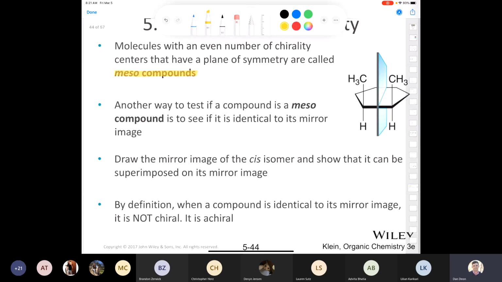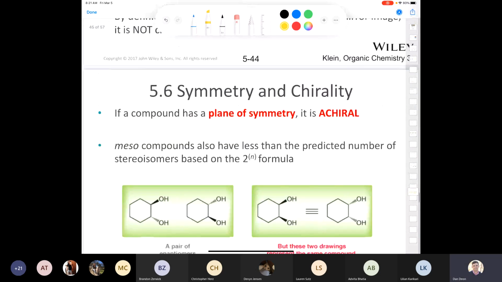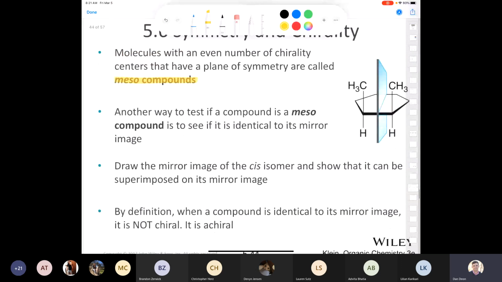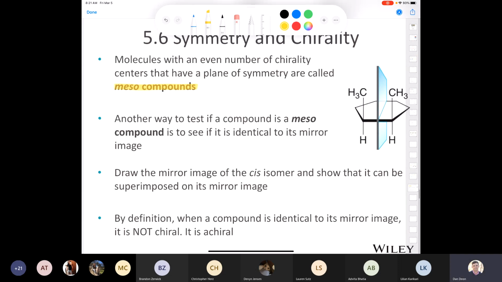And the mirror image of the cis isomer shows that it can be superimposed. By definition, when a compound is identical to its mirror image, it's not chiral, it's achiral. So anything that's identical to its mirror image is not going to be chiral. Well, I want to discuss, and this isn't covered in my slides, why this compound, a meso compound, would be an achiral compound.